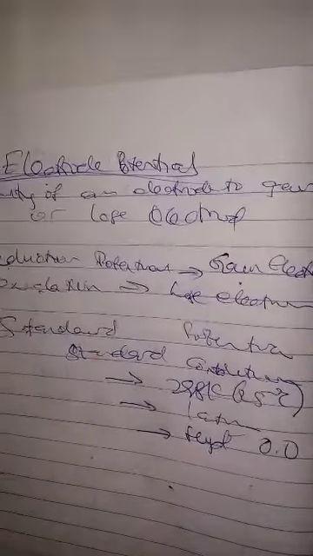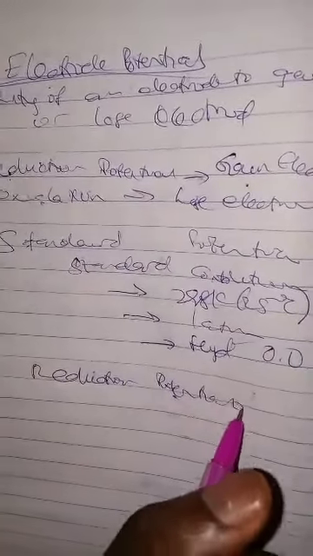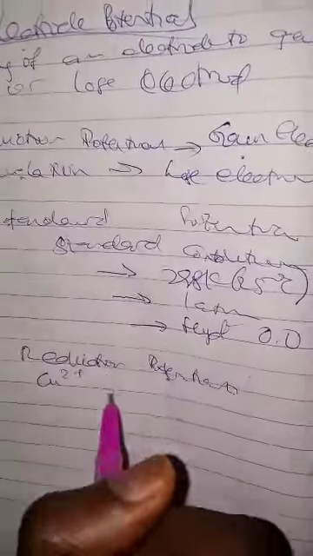So let's check reduction potential. The tendency to do what? To gain electrons. So let's say we have something like this: Cu2+ plus 2 electrons gives you Cu. This is a reduction potential. You must be able to identify reduction from oxidation.